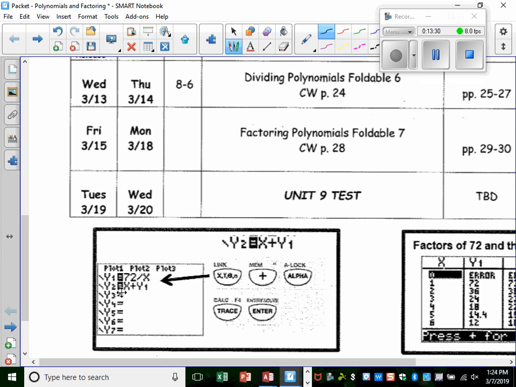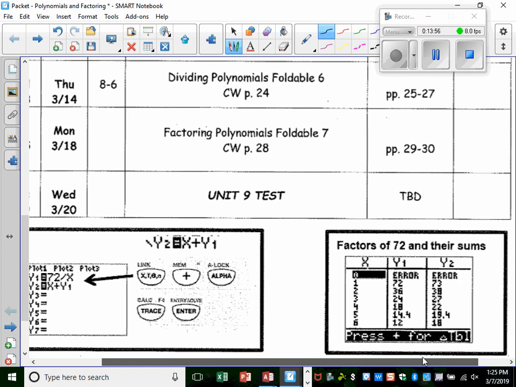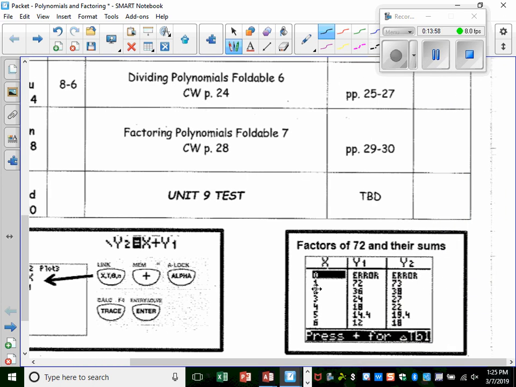So hit your x key. When you go down to y sub 2, hit x. Okay, and then you're going to hit the plus sign. Then you're going to hit alpha, and it tells you right here, alpha, trace, and enter. And that will bring you that y sub 1 right here. So you're telling it to add up the columns together. And so when you go to your table, everybody go to the table. So here are all your factors of 72. They actually give them to you.